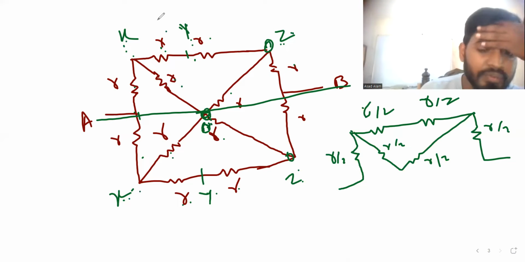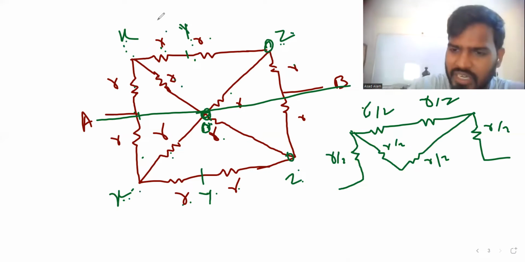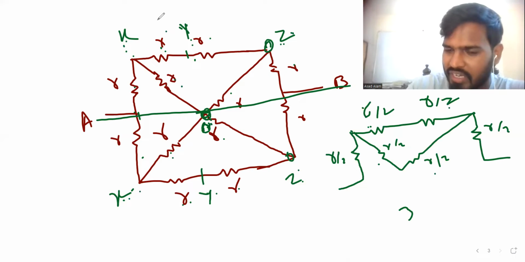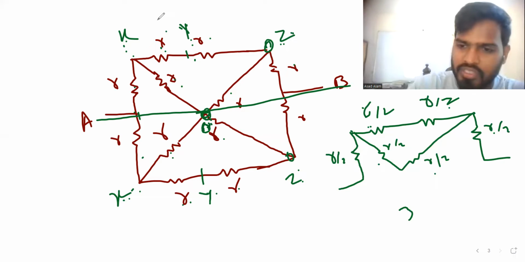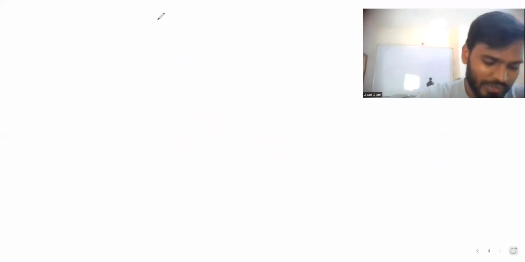We'll solve it later and we'll get an answer. Fine. How much will it come? Now you can solve it. It becomes R by 2, R by 2, R by 2, R by 2, so 3R by 2. Easily you can solve after that, right? Let's see another question now.